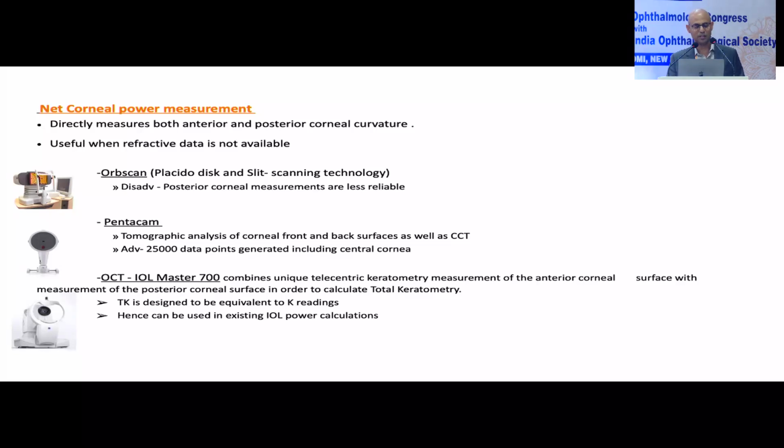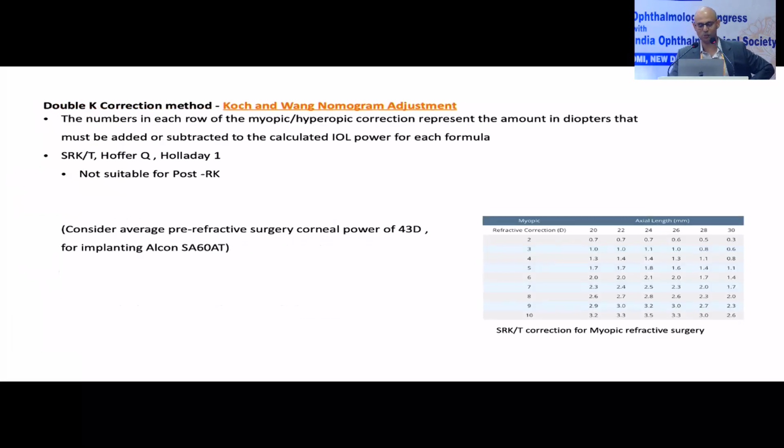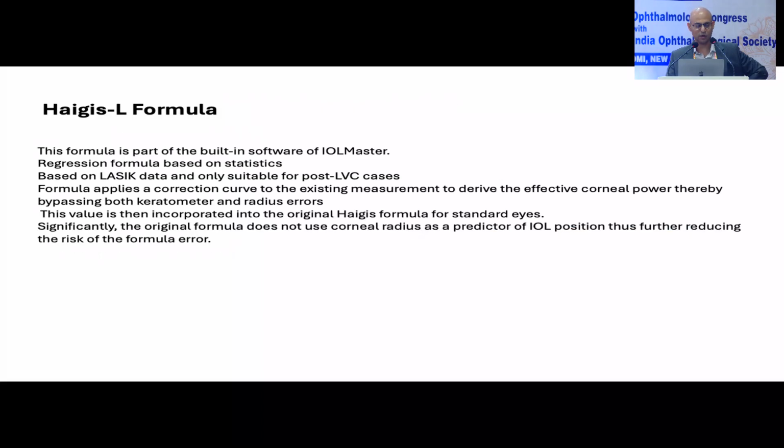OpScan is a little less reliable. Pentacam and the IOL Master 700 are definitely better tools if you have them. And a double K correction method using the Koch and Wang nomogram adjustment significantly improves results, and it is useful for SRK/T, Hoffer Q and Holladay, but not suitable for post-RK.